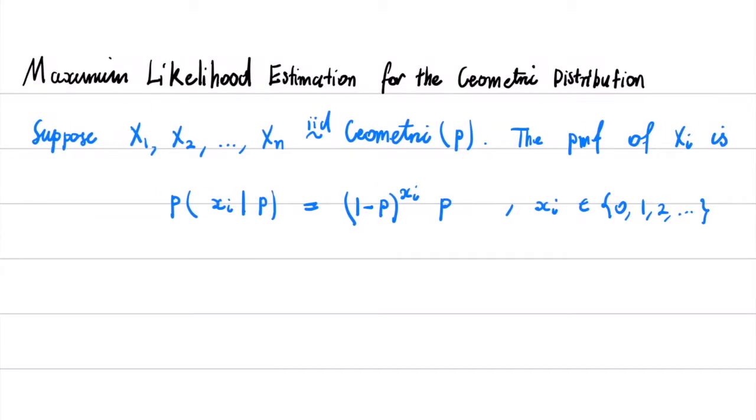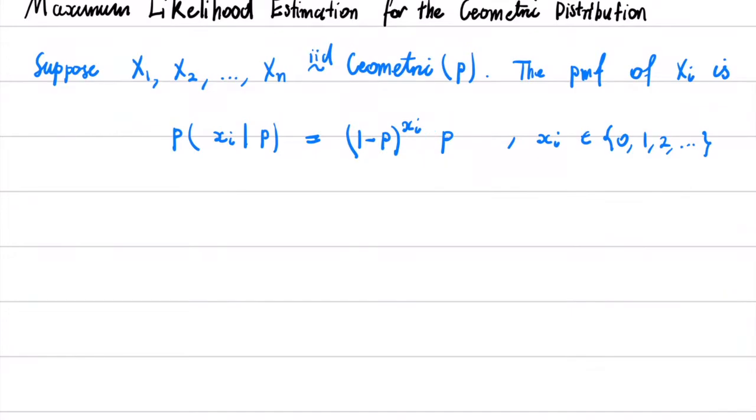There are a number of other definitions we could use, like the number of trials until the first success. But in this case, I'm going to say it's the number of failures, xi, until the first success. And because we have that, it means that our xi can actually take a value of 0. We could theoretically have 0 failures and the success on the first try. Now that we've established the PMF, we're going to look at the likelihood function.